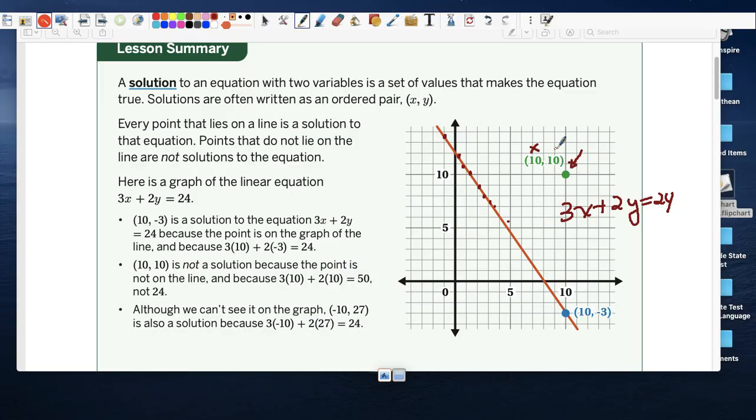So the x value is 10, the y value is 10. Let's sub that in. So we get 3 times, instead of x, I'm going to put 10, plus 2 times, instead of y, I'm going to put 10, equals 24. 3 times 10 is 30, plus 2 times 10, which is 20, and that's clearly not equal to 24. Which also tells you that this is not on the line and doesn't have the relationship between the y and the x values.